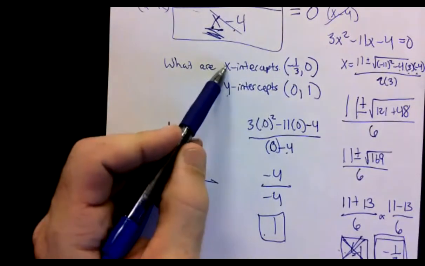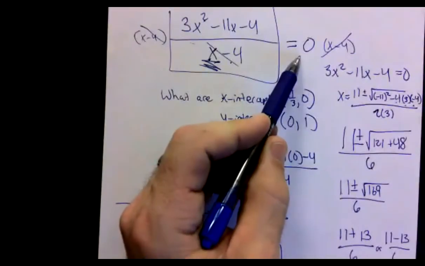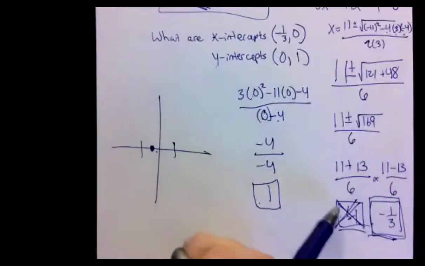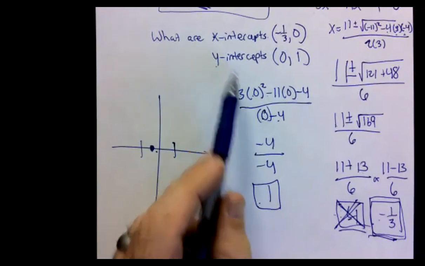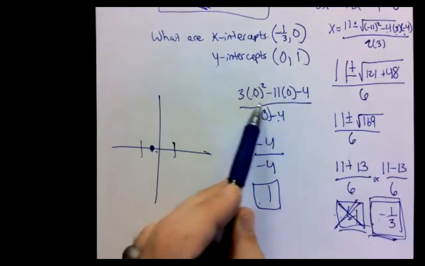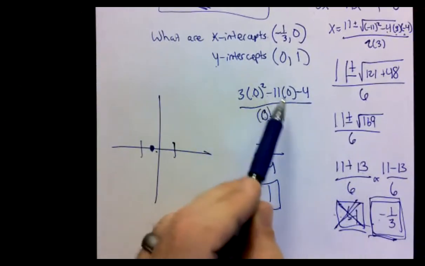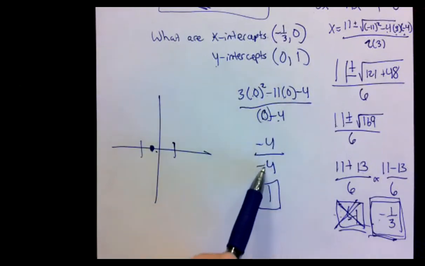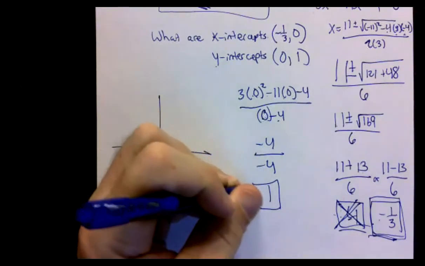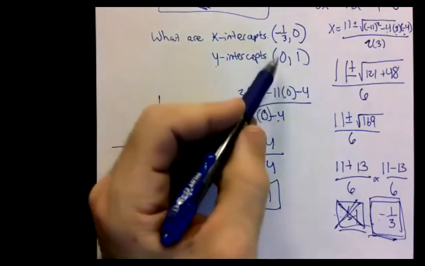So again, the x-intercept is harder to find. It's what makes your function equal 0. Work it out. See if any of your values are undefined. The y-intercept is much easier. Just plug 0 in for your x's. Use math to work it out. 0 minus 0 minus 4 is negative 4. 0 minus 4 is negative 4. Negative 4 divided by negative 4 is positive 1. So your y-intercept is at 1.